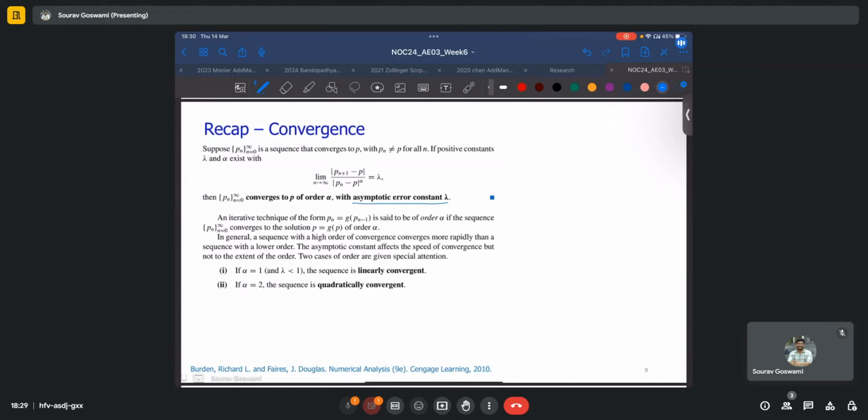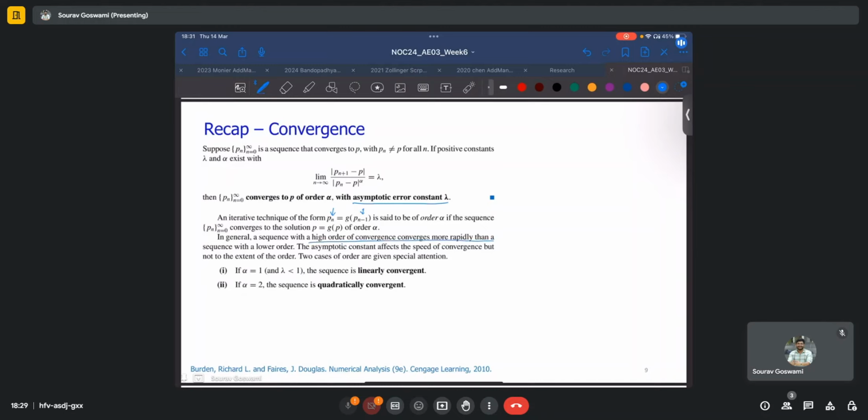And any iterative technique of the form Pn is g of P of n minus 1, so the value obtained in the nth step is some function of the value obtained in the previous step, is said to be of order alpha if the sequence converges to the solution P equals g of P of order alpha.